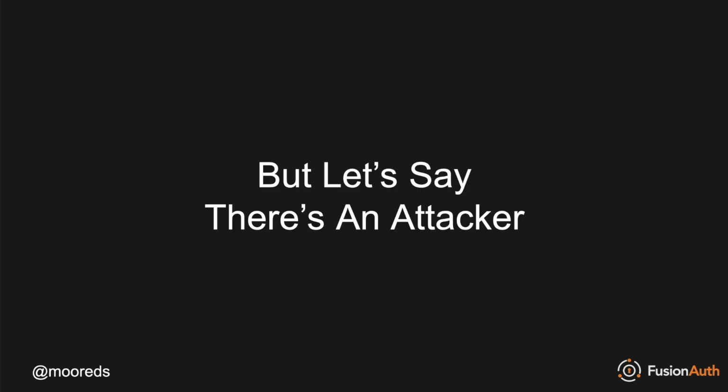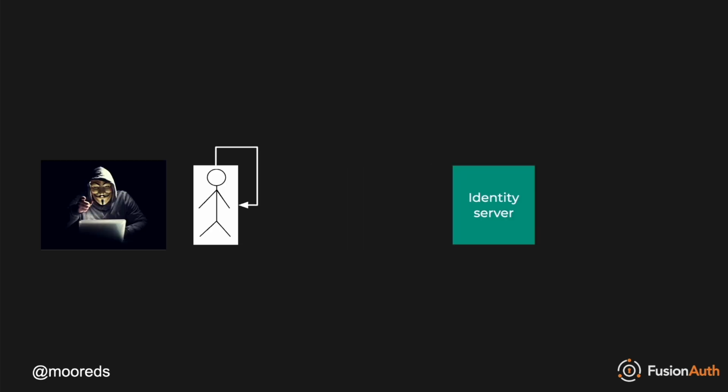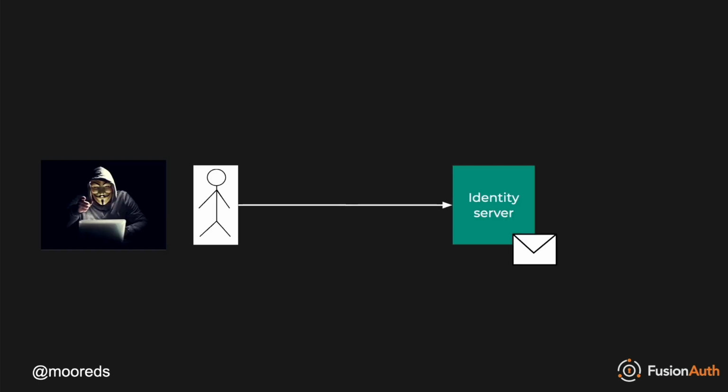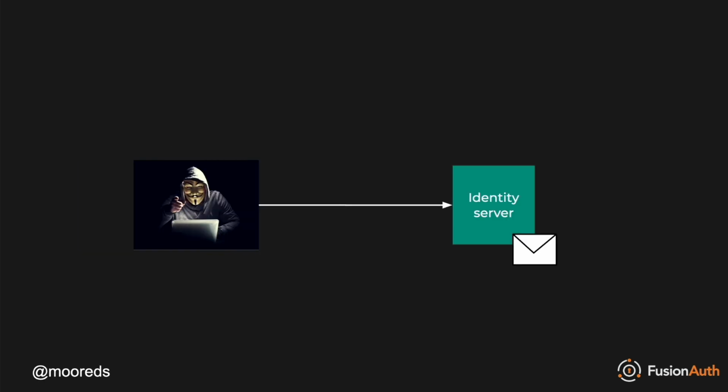So if there's an attacker in the mix, we still do the same random string generation. We put it in the envelope. We send the envelope to the identity server. So the hacker moves in. Now the hacker wants to send a second message to the identity server as if it were the legitimate user, the legitimate stick figure.